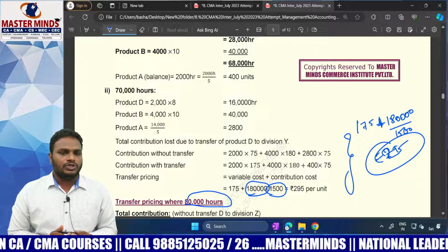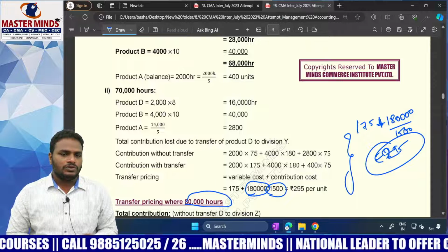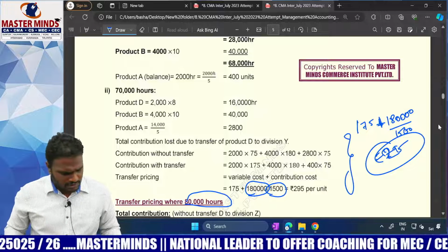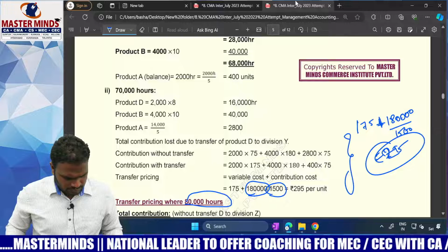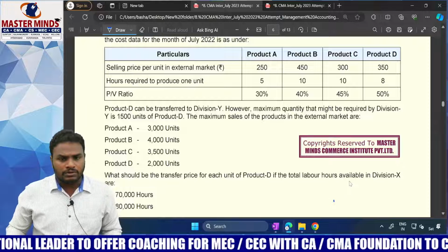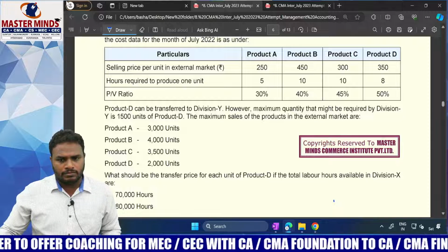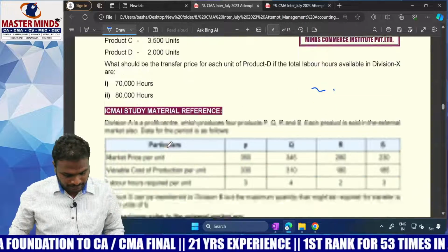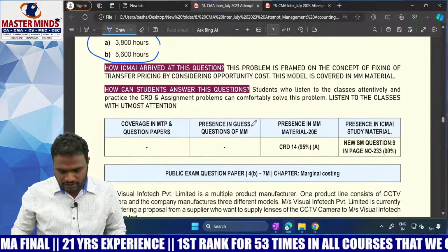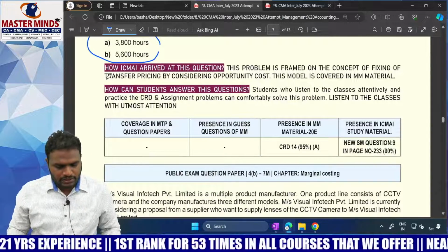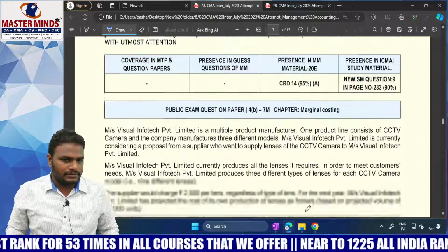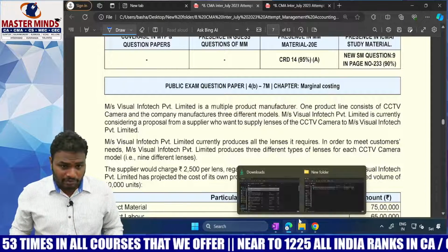This is a purely direct question from study material and MM material. We have to find this question in study material also. So there is only one question from transfer pricing. The values are different, that's it. This problem is on transfer pricing by considering the opportunity cost basis. So one of the important models in transfer pricing.